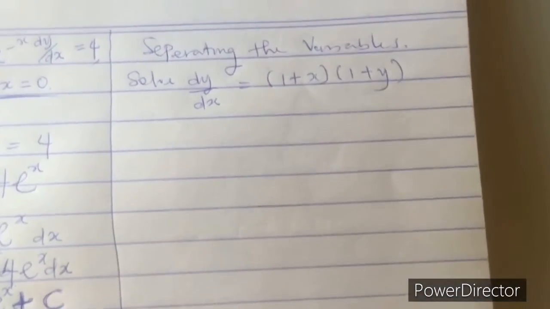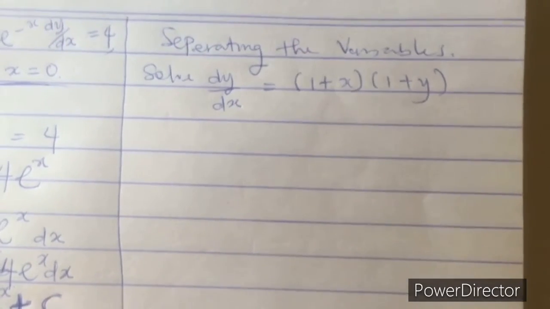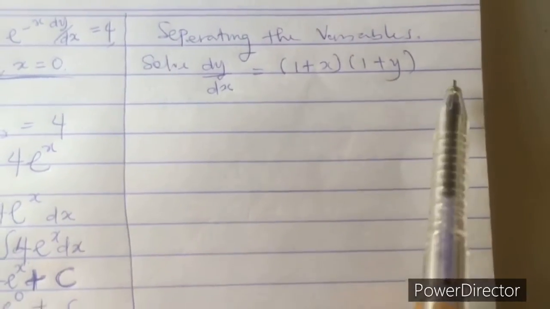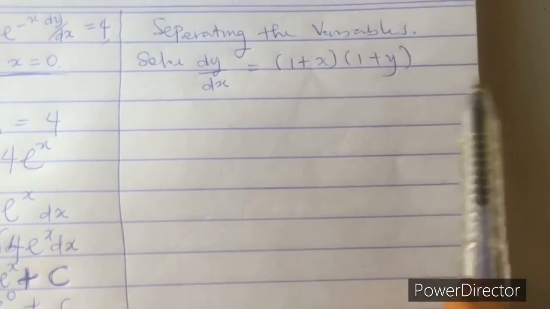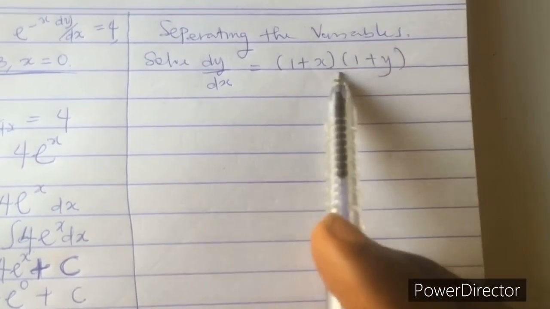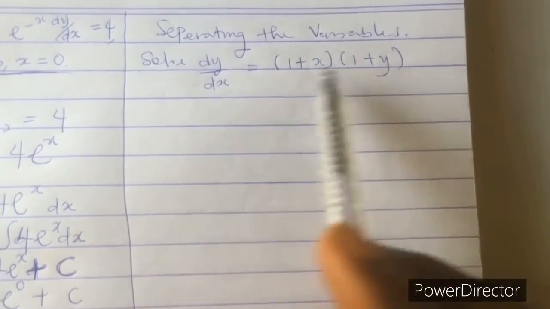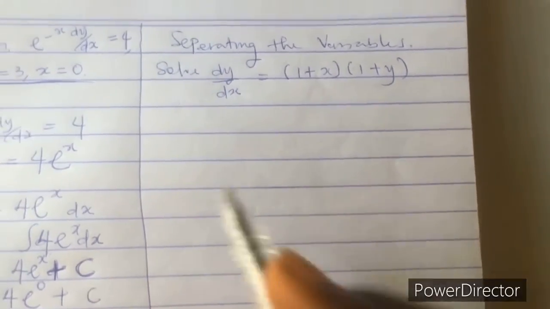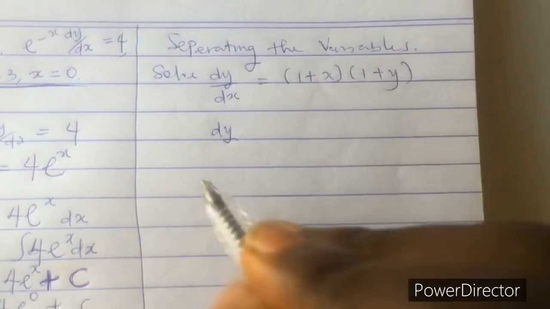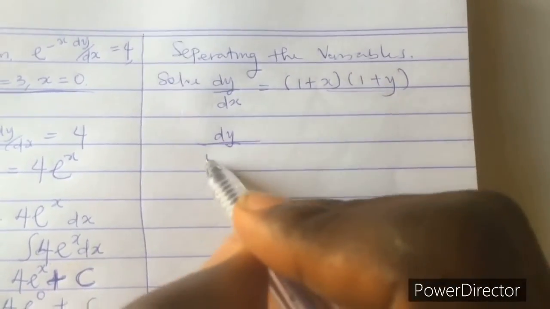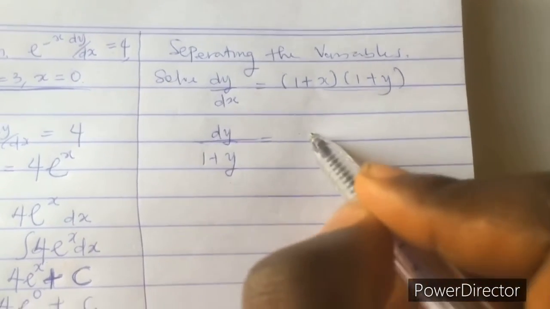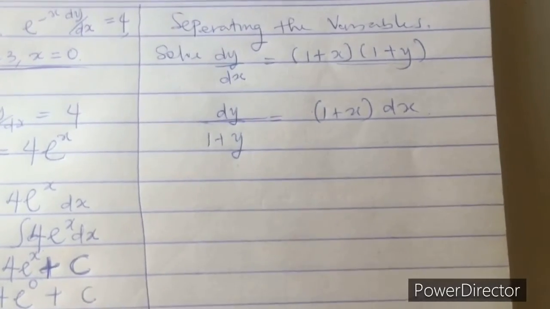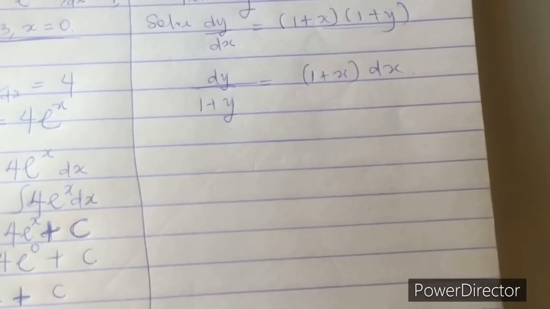Now when you're talking about separating the variables, what you're expected to do is let the y's be at one side and the x's be at the other side. What am I trying to say? That means we want to find a way whereby everything on this side will be x and everything on this side will be y. And how do we do that? We can just say dy all over 1 plus y, when we divide both sides, equals 1 plus x dx. If you solve it very well, this is what you're going to get.